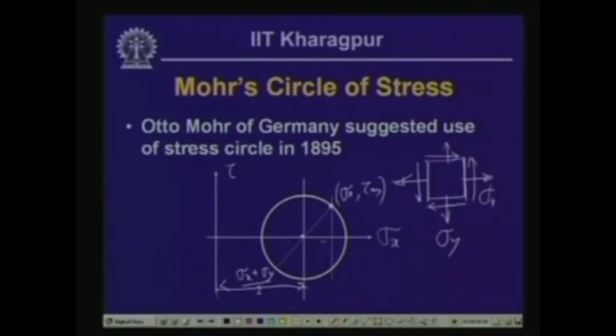Hence, since this being sigma x and this being (sigma x plus sigma y)/2, this particular distance is sigma x minus (sigma x plus sigma y)/2, which is (sigma x minus sigma y)/2. And this is tau x y, this particular distance is tau x y. So, eventually this particular distance is root of ((sigma x minus sigma y)/2) squared plus tau x y squared, which is that of our radius, which is b.